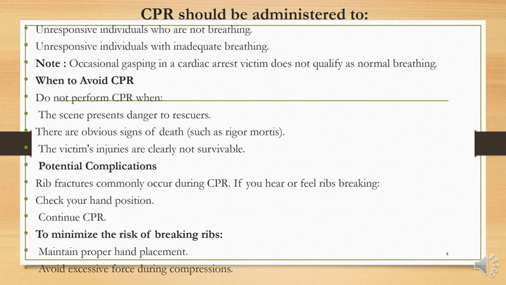Now, CPR should be administered to whom? Unresponsive individuals who are not breathing, people that are unconscious. And unresponsive individuals with inadequate breathing, people that find it difficult to breathe. So there are two categories: people that are not breathing at all, who can also be referred to as unconscious, and people that have difficulty breathing or don't breathe adequately. These are the two categories of people that CPR should be administered to.